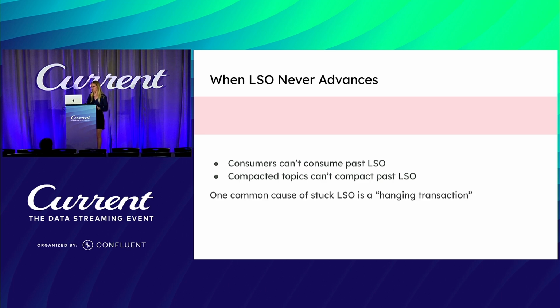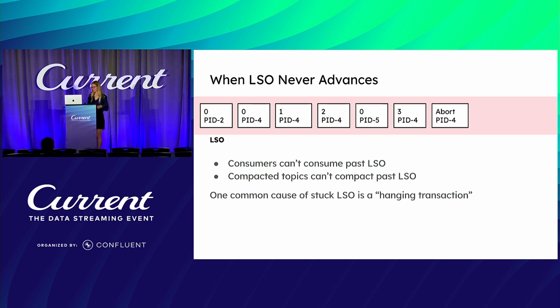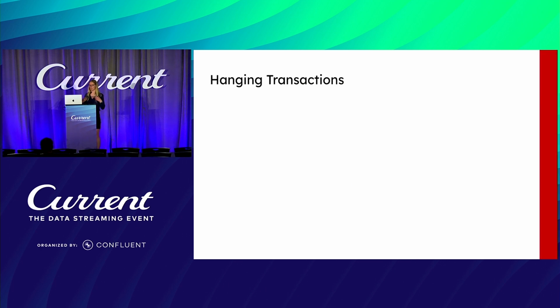And one common cause of the stuck LSO is something we call a hanging transaction. So in this example, we're writing all this data, but we never closed the transaction with producer ID 2, so that LSO is stuck. Okay, I've talked about it a lot, so let's go into the details about what a hanging transaction actually is. But before I do that, I want to say what it is not.